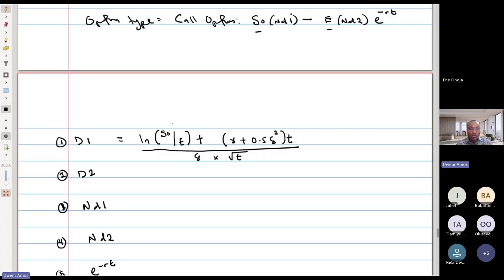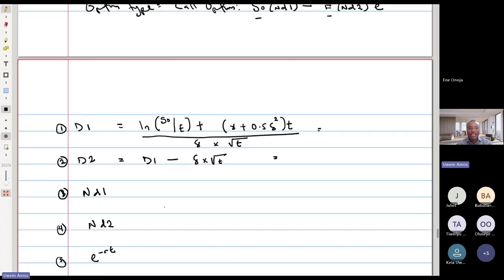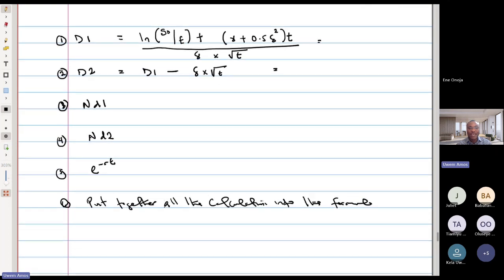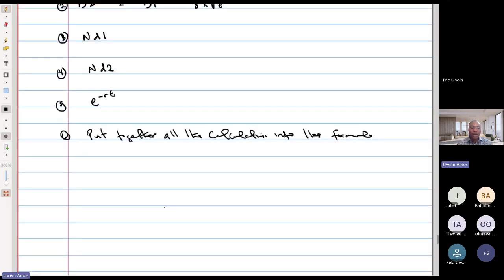Our D2 is much easier. It is our D1, whatever we calculate here, minus the standard deviation multiplied by the square root of T. In other words, what you have here minus what you have here gives us our D2. We're going to come back to our N(D1) and N(D2) later on. Let's do our D1 first and our D2. So let's begin with our D1.